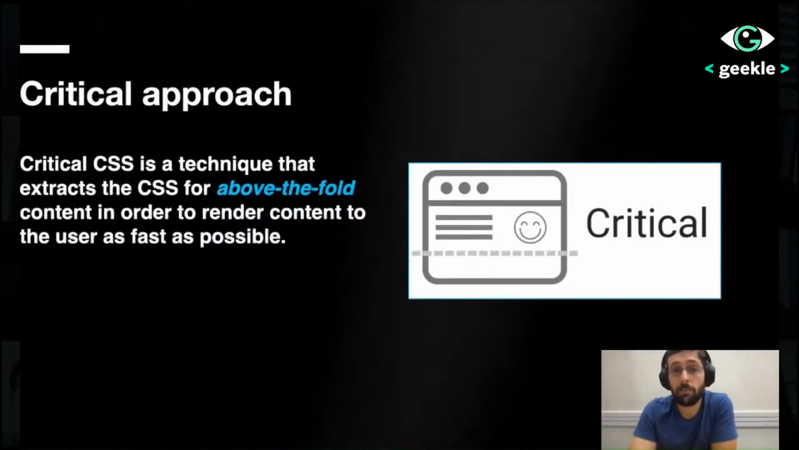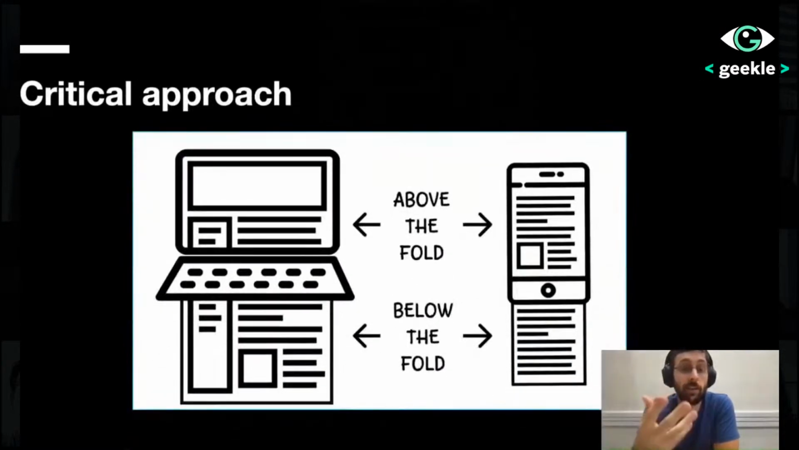So the browser must download and parse CSS files before it can show the page, which makes CSS a render blocking resource. If CSS files are big or network conditions are poor, requests for CSS files can significantly increase the time it takes for a web page to render. So for that, we have the critical CSS technique. This is a technique that extracts the CSS for above the fold in order to render content to the user as fast as possible. But what is above the fold, right?